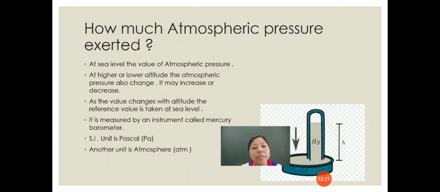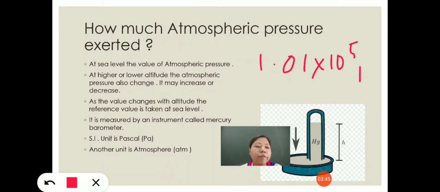Now, how much is the atmospheric pressure exerted? We will take the reference point as sea level. At sea level, the value of atmospheric pressure is 1.01 into 10 to the power of 5 Pascal. Pascal is the unit of pressure. At higher or lower altitude the atmospheric pressure changes. It may increase or decrease. As the value changes with altitude, the reference value is taken at sea level.